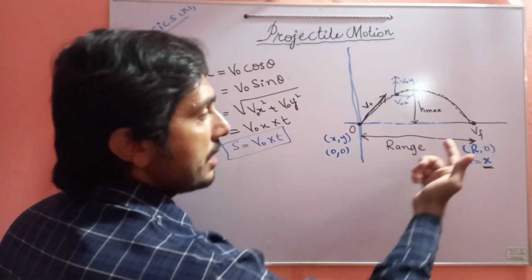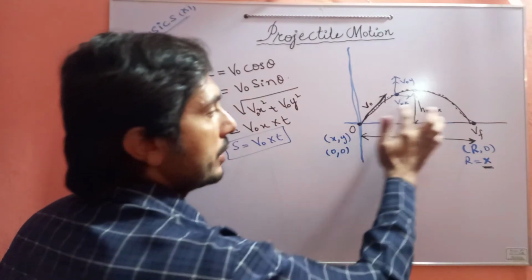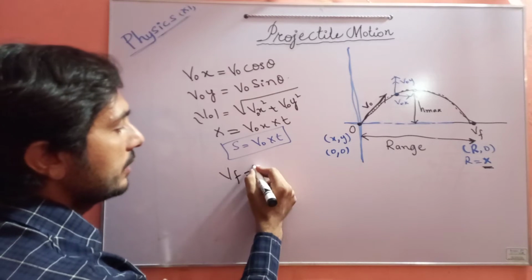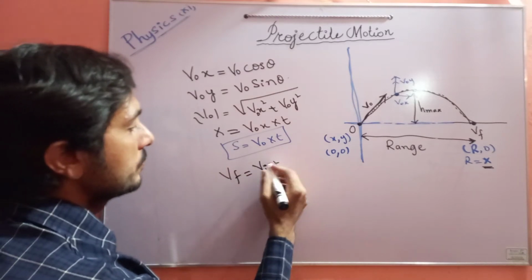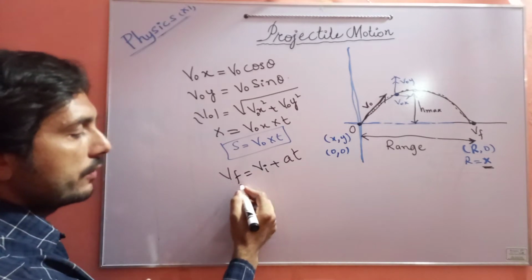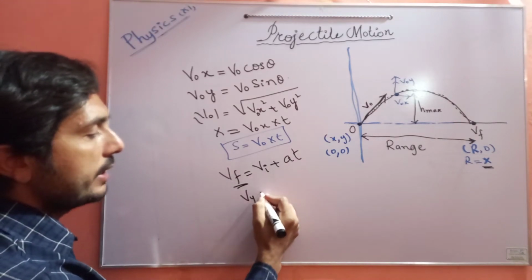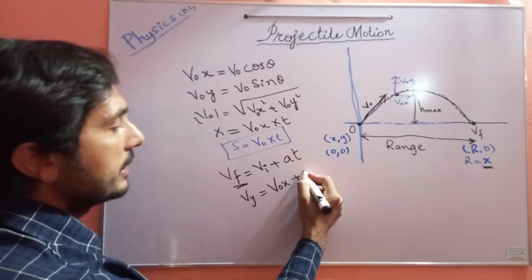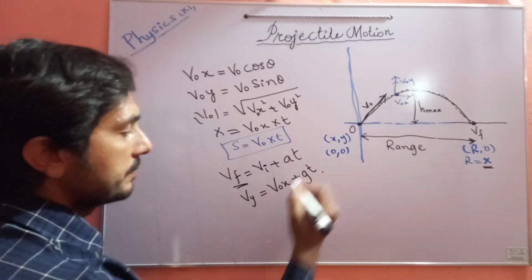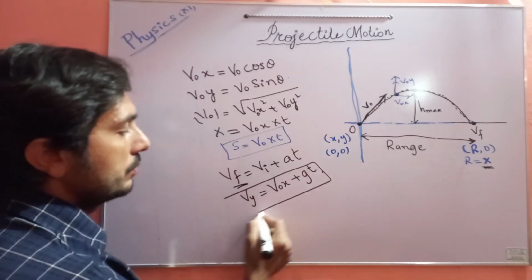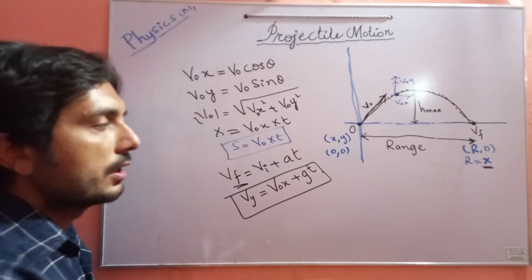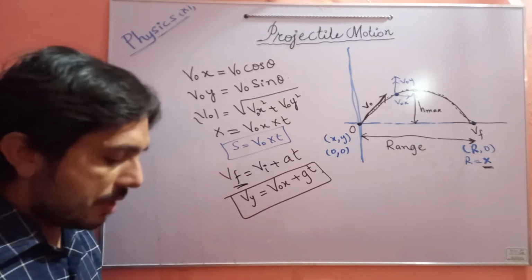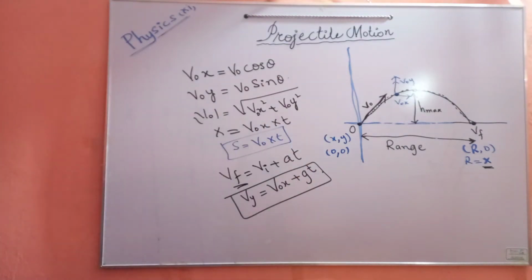And if we want to find the final velocity at that point when the body reached this point, we can write it down from the first equation of motion. We can replace this vf with vy, and the initial velocity will be v naught y certainly, and then a will be g, and then t. So we can write down this final velocity in this manner.